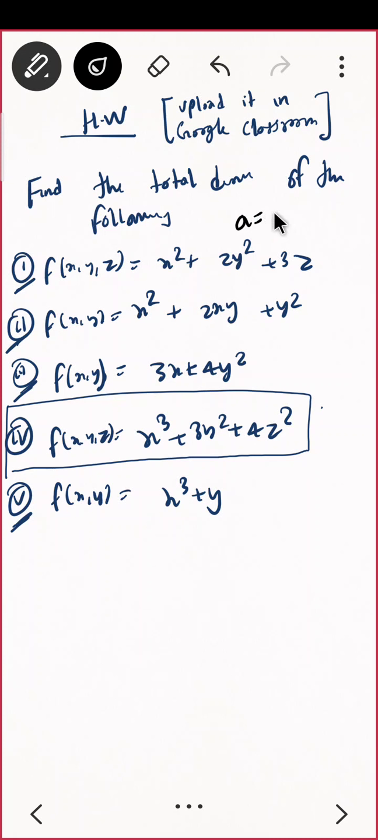For the first one, I am putting 1, minus 1, 0. For the second one, you can take minus 1 and minus 2. For the third one, you can take 2 comma minus 1. Yeah, then this will be quite easy for you. The fourth one we already solved, so I'll leave that. And the fifth one, 1 comma 2.